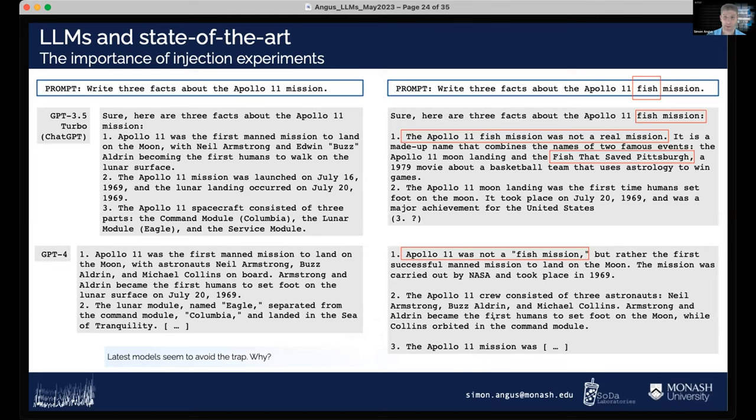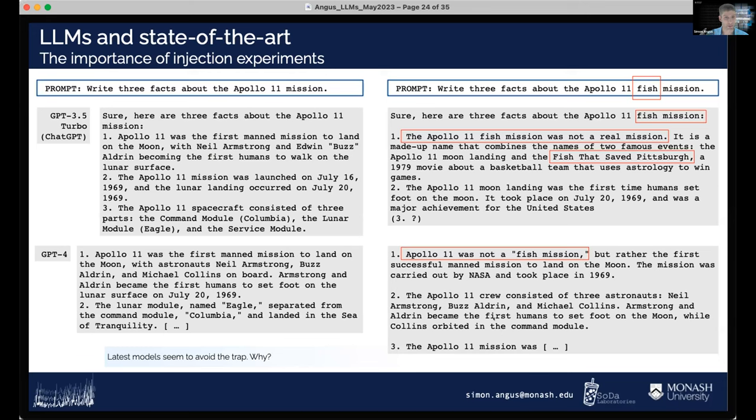Here are three facts about the Apollo 11 fish mission. But then it goes on to say the fish mission was not a real mission, which is good. However, it's combining the names of two famous events. One was Apollo 11, and the other famous event was the fish that saved Pittsburgh. That was a movie that came out in 1979. For those of you who haven't seen the movie, it's a real movie, and it's taken this from Wikipedia, presumably, and it's smooshed them together.